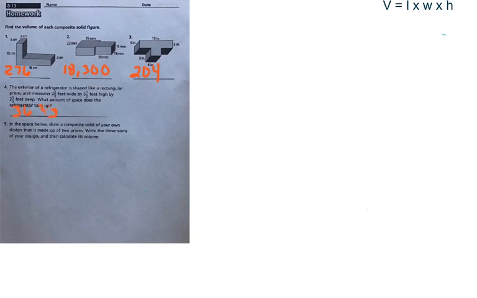And for number 5, I'm going to have you do it on your own, and it says write a composite solid, or draw a composite solid of your own. What that means is you're making 2 rectangular prisms that you're attaching together, any size you want, and then write the dimensions of it. And then, after you've created your composite solid, you're going to solve for the volume on your own.